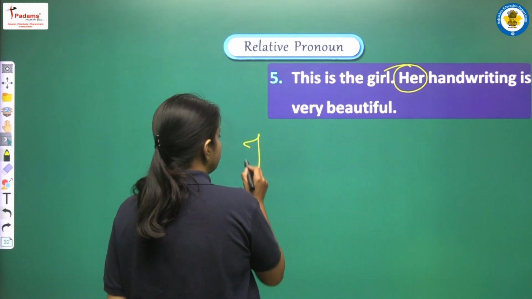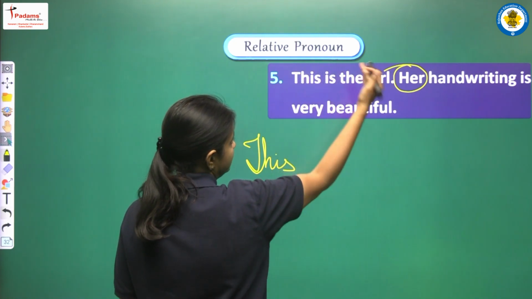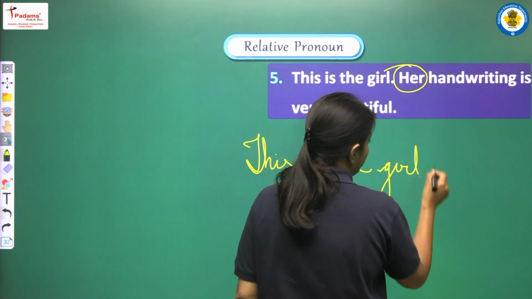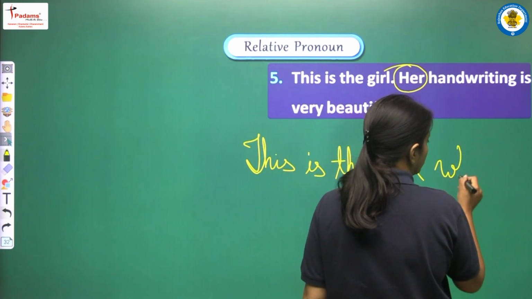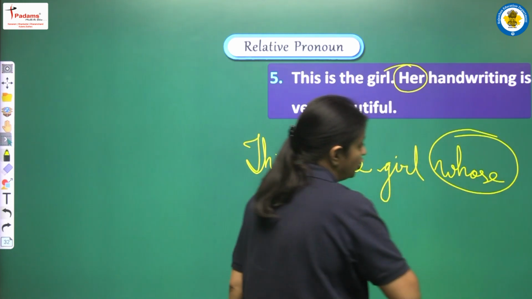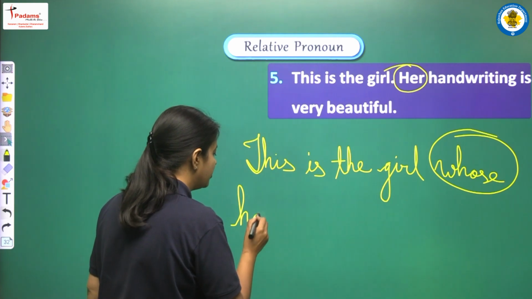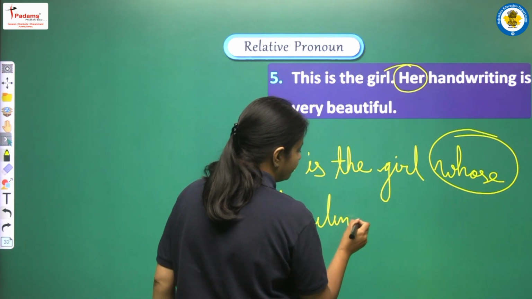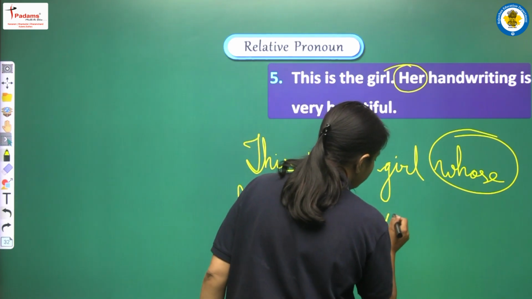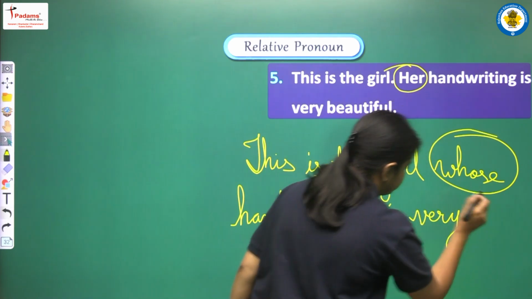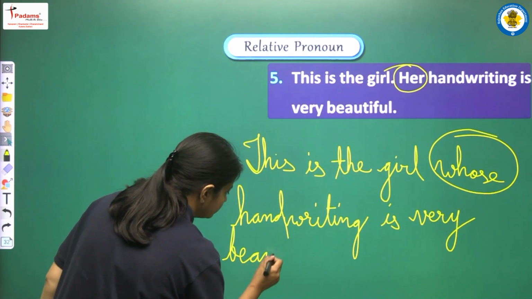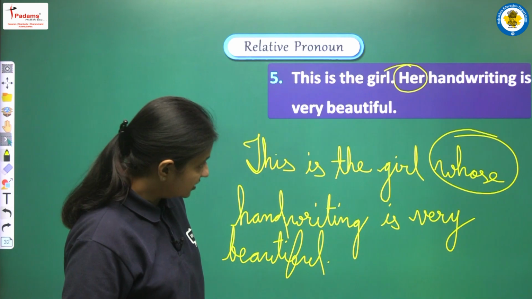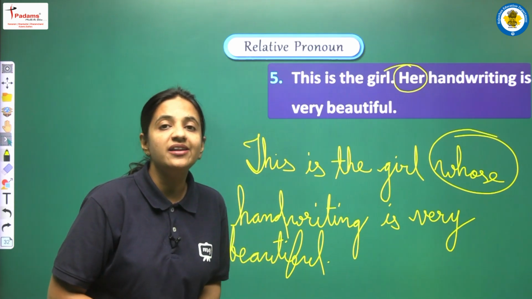So let's see. First of all, we will write the first sentence as it is, that is, this is the girl. Next, we will replace her with whose. So this will be our relative pronoun. Next, same sentence we will write the second one, that is, handwriting is very beautiful. So in this manner, the complete sentence here will be, this is the girl whose handwriting is very beautiful.